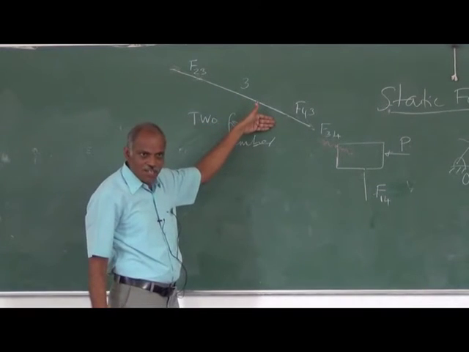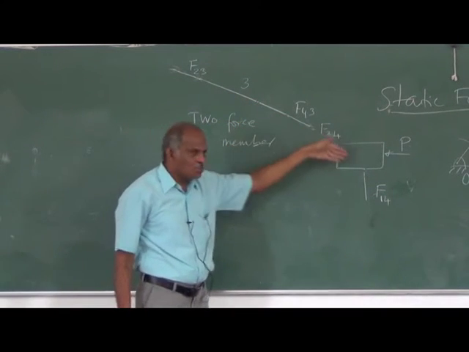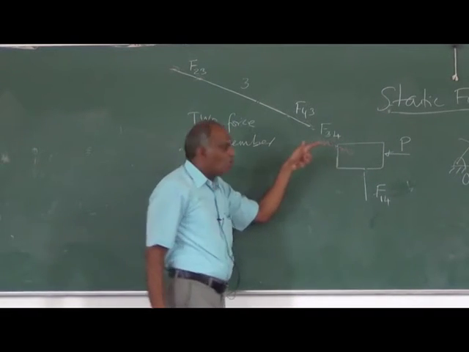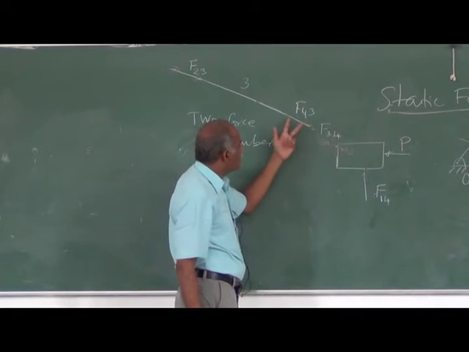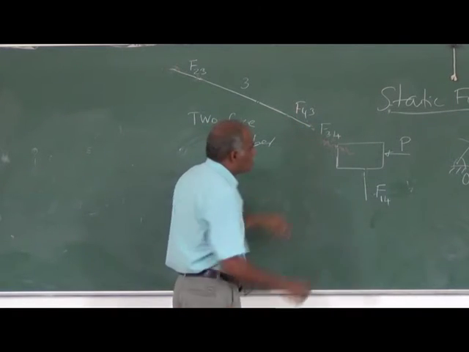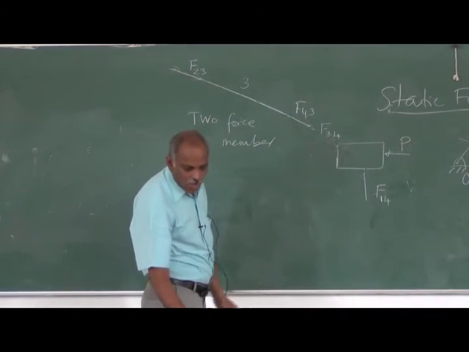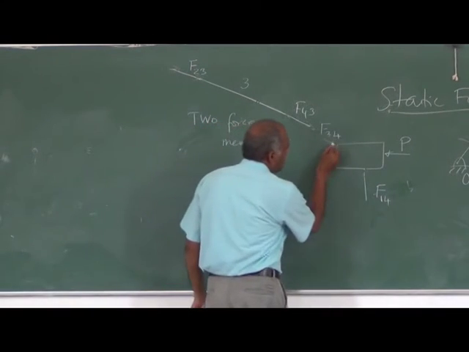Having this information, if you come back to this free body diagram, F34 is nothing but the opposite of this, so the direction is now known. It is no longer unknown; the magnitude is unknown, but the direction is known.